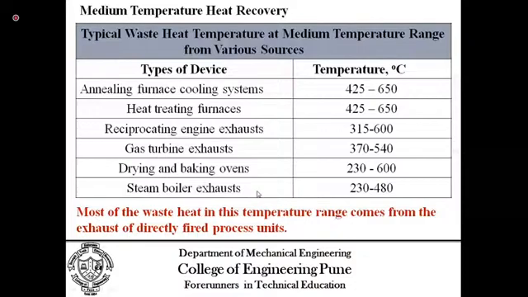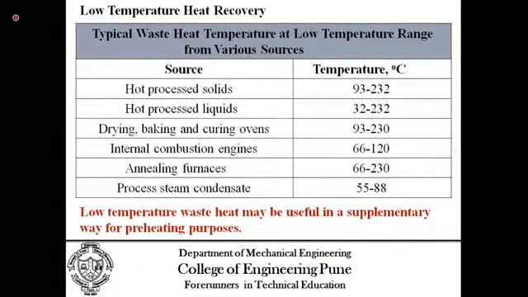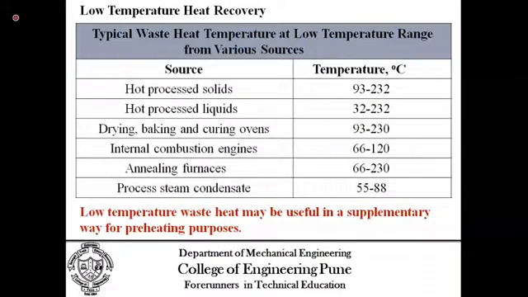Third is the low temperature range, as shown in this chart. It is from 32 degrees Celsius up to somewhere around 230 degrees Celsius. And these are some of the processes which are available. This is not the only list, these are some of the processes. There is a huge list. It is not possible to reproduce the entire list. There can be additions to this list. But in short, we can say that heat recovery is classified in three terms. One is the high temperature, second the medium temperature, and third the low temperature.